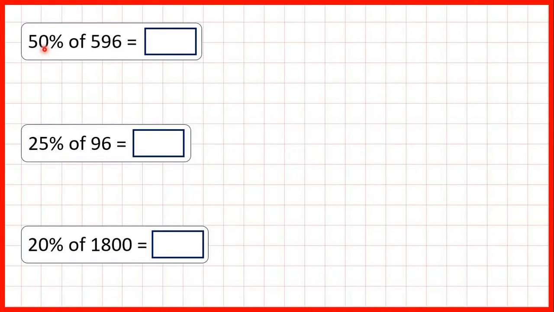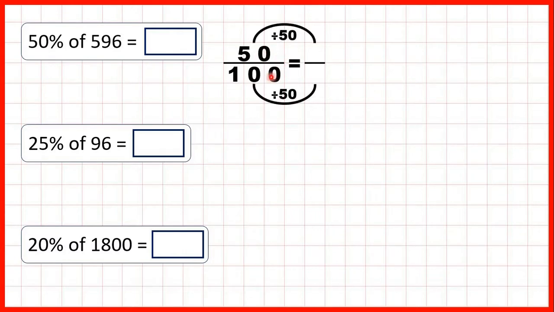So how could we work out 50% of 596? Remember, a percentage is a fraction with a denominator of 100, but if we simplify 50 hundredths by dividing both the numerator and the denominator by the highest common factor, we get 1/2, so we can find 50% of 596 by dividing by 2. 5 divided by 2 is 2 remainder 1, 19 divided by 2 is 9 remainder 1, and 16 divided by 2 is 8.